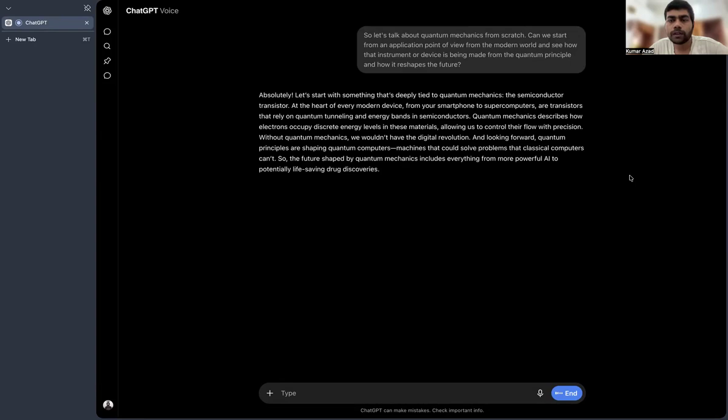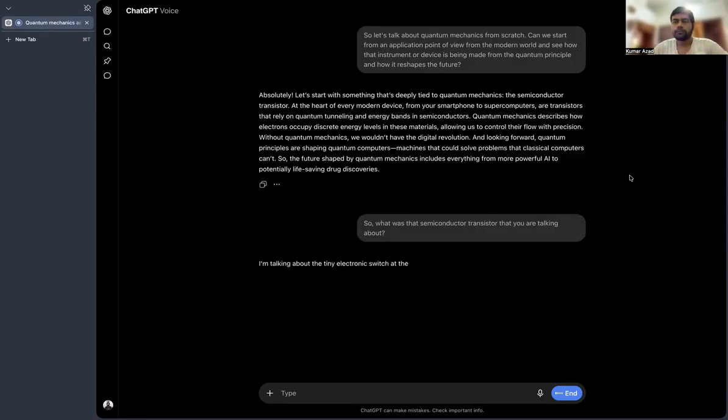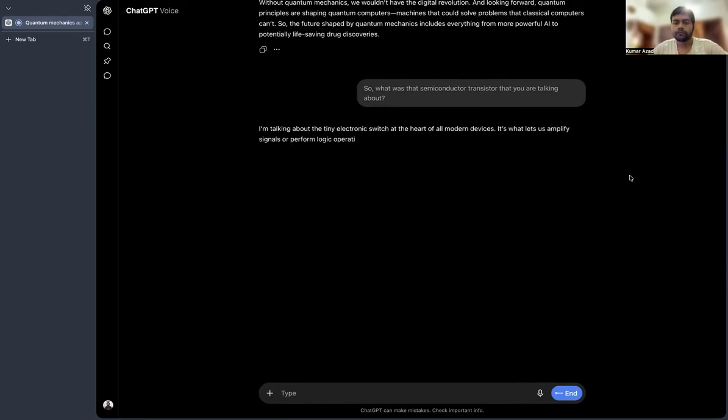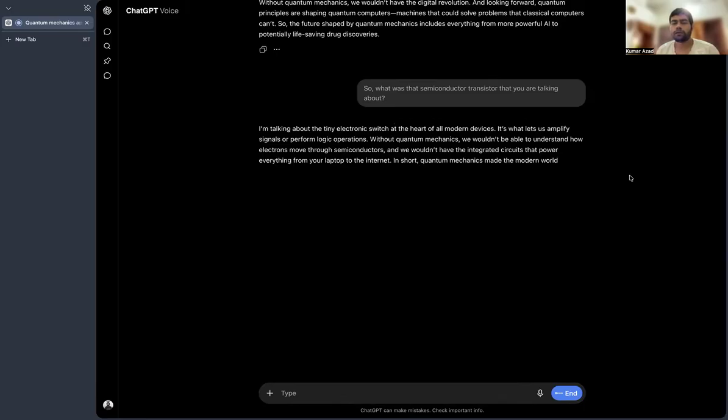So what was that semiconductor transistor that you are talking about? I'm talking about the tiny electronic switch at the heart of all modern devices. It's what lets us amplify signals or perform logic operations. Without quantum mechanics, we wouldn't be able to understand how electrons move through semiconductors, and we wouldn't have the integrated circuits that power everything from your laptop to the internet. In short, quantum mechanics made the modern world digital.